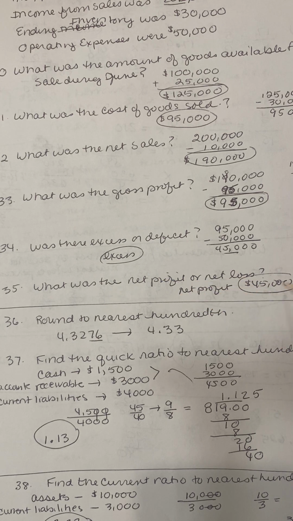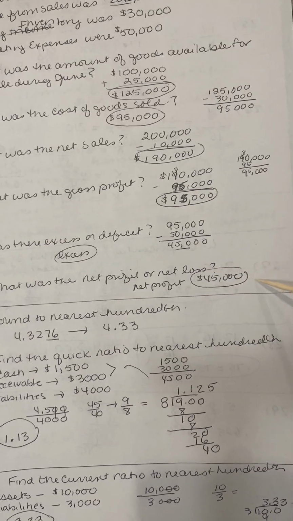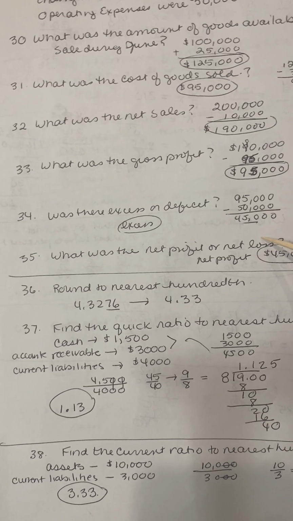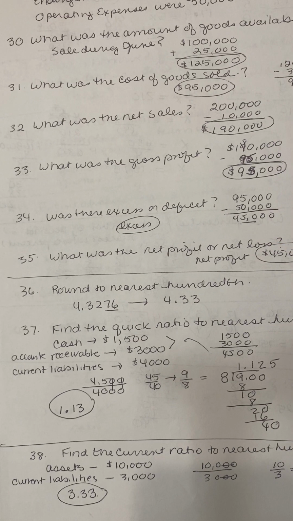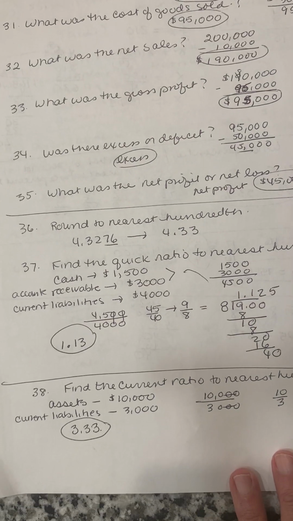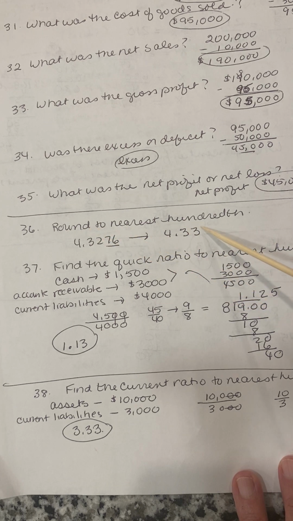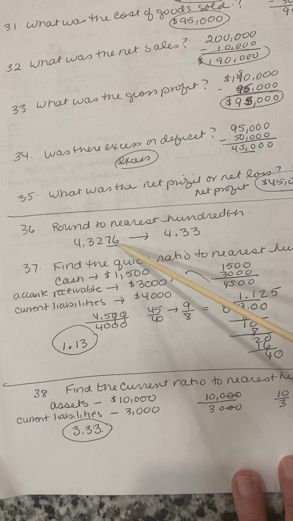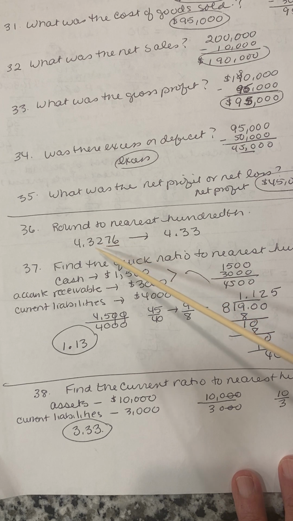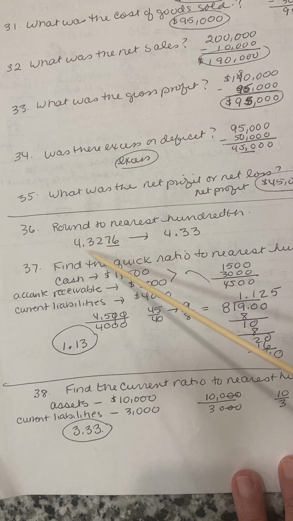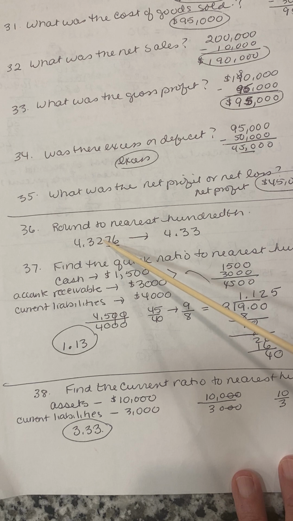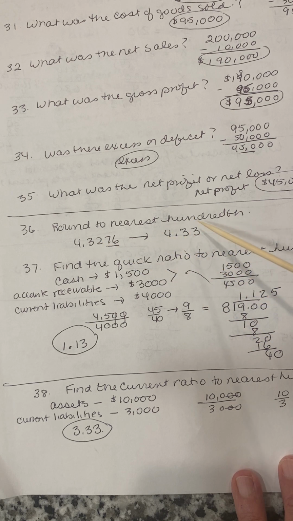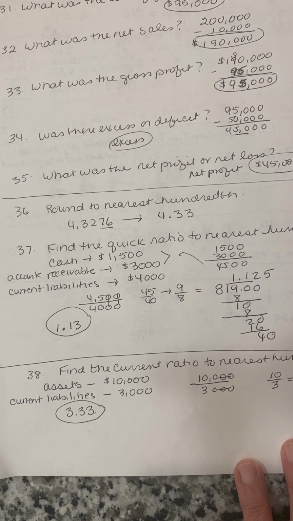It was a net profit of $45,000 right here. Net profit of $45,000. Okay. So now we're going to go on to 36. These are different problems here. Round to the nearest hundredth. I hope you know how to do this. We've been doing this all the time. 4.3276. So this would be the hundredth. This is the tens place, hundredth place. So 4.3 is going to be 2 or 3? No, it's going to round up. 4.33.